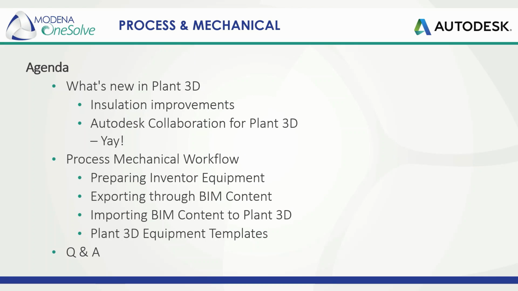To go over the agenda real quick, like I've mentioned, we'll have a look at some of the new features in Plant 3D, really the installation and Autodesk collaboration. Moving on from that, we'll go into the process mechanical workflow. We'll have a look at preparing our Inventor equipment, working through the BIM content set of tools, leveraging that information inside Plant 3D, and finally utilizing the Plant 3D equipment templates. We will have a Q&A session at the very end.